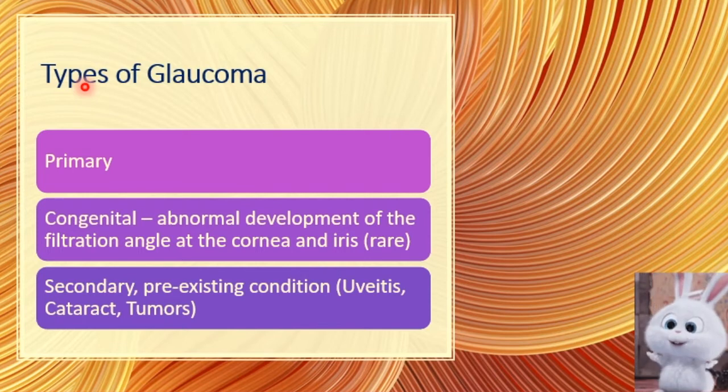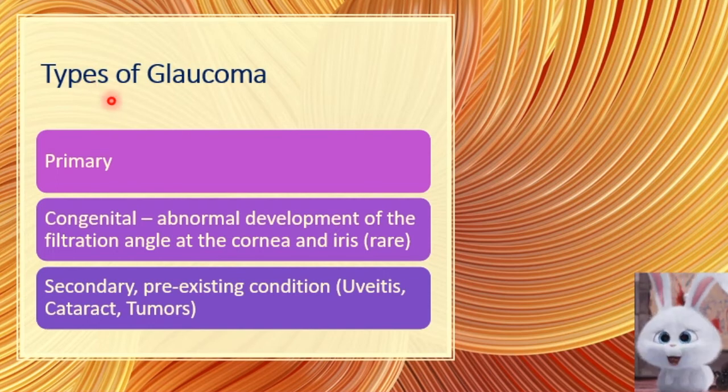So when I talk about primary glaucoma, meaning there are no other causes, there are no underlying general medical conditions. It's just that glaucoma occurred. When I talk about congenital glaucoma, as the term implies, meaning the problem is already present at birth. There is abnormal development of the filtration angle at the cornea and the iris. Again, the problem there that you need to highlight is the abnormal development of the angle between your cornea and your iris. Okay, it's rare.